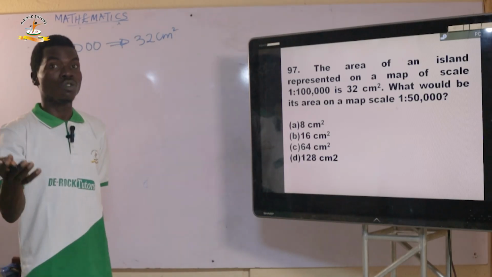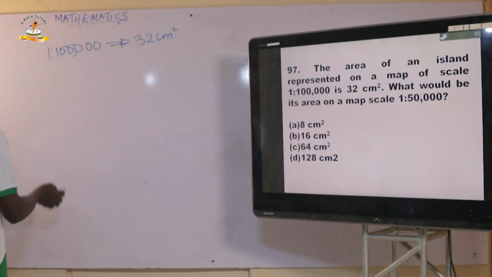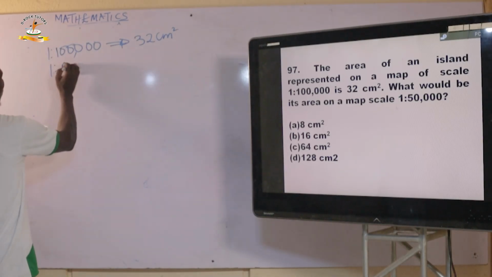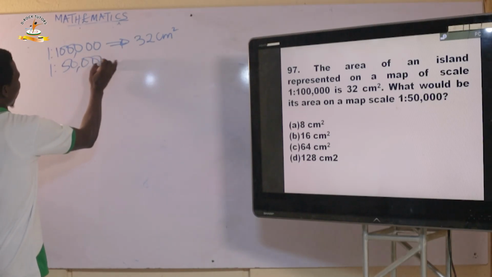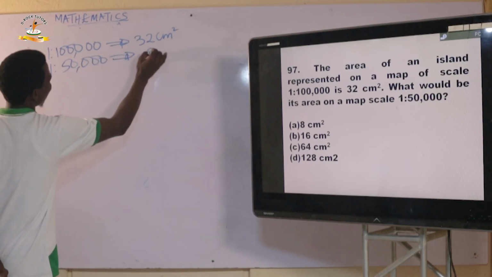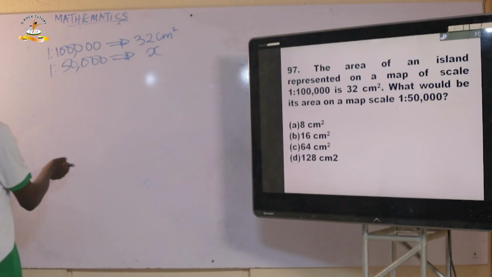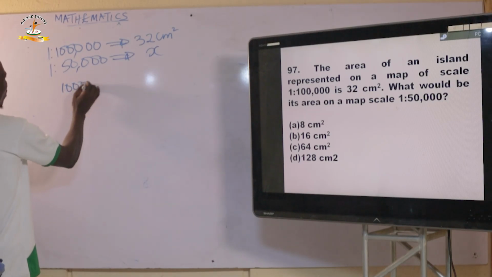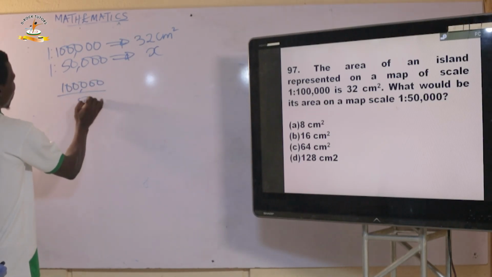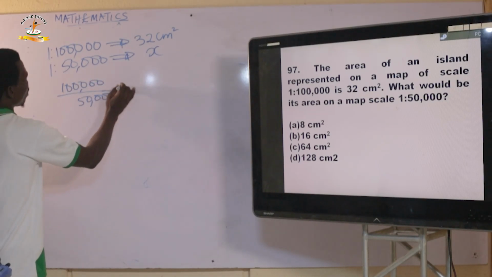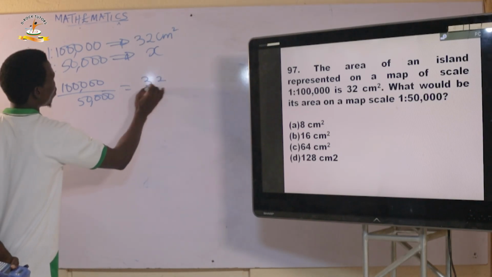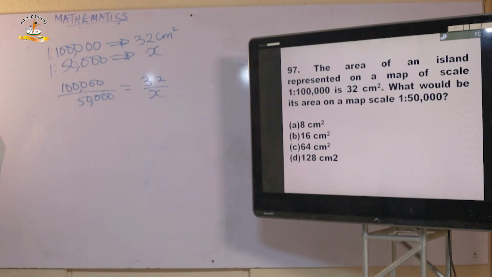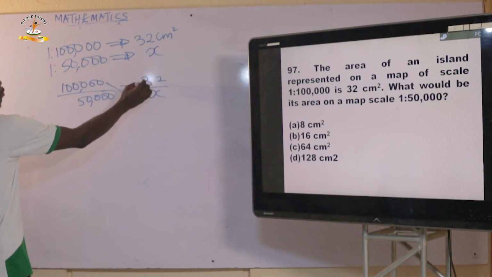However, we should not do this verbally. Let's go mathematical. So the second map is what? 1 to 50,000. It will represent, let's say, x, and this is simply going to be what? Our scale ratio. You call it what? Your map ratio, and this is going to be 100,000 all over 50,000 equals to 32 all over x. As simple as this. And we cross multiply.